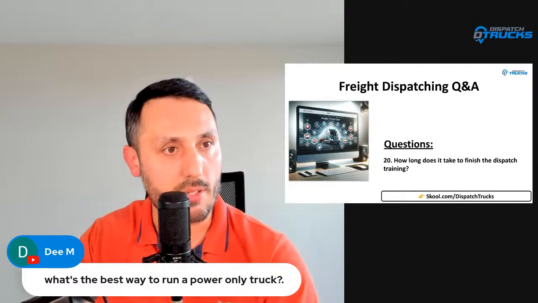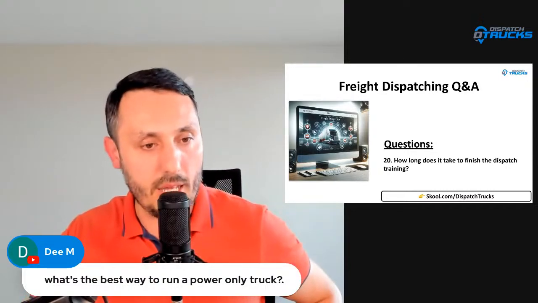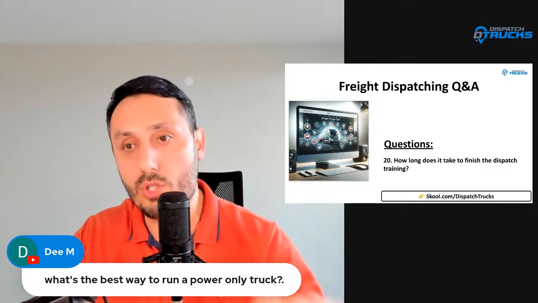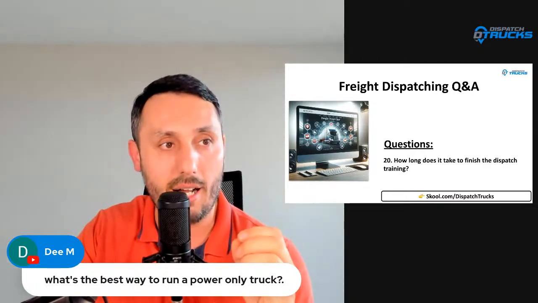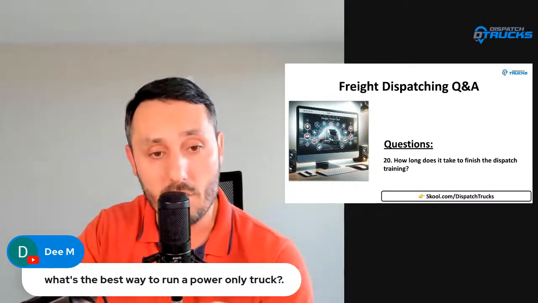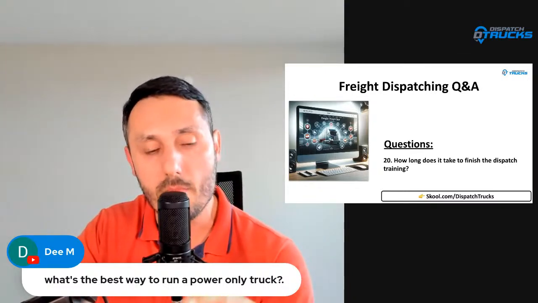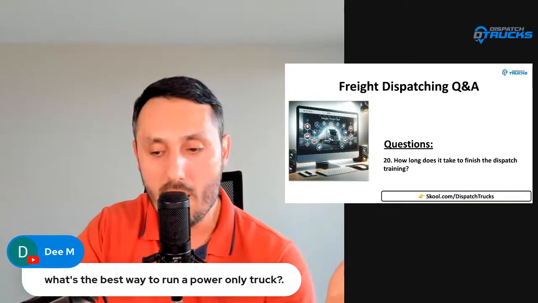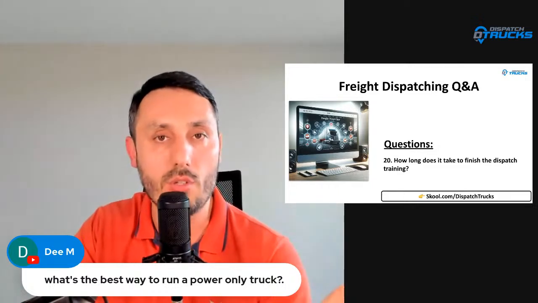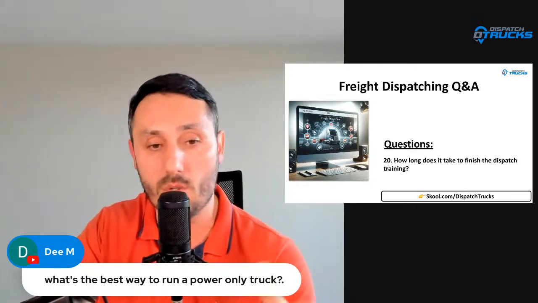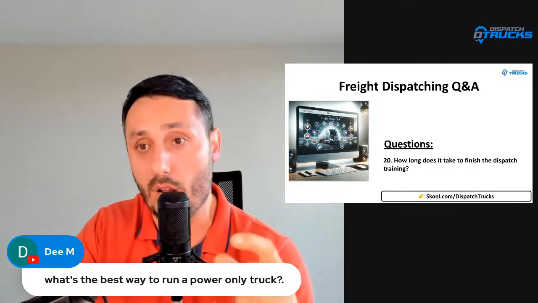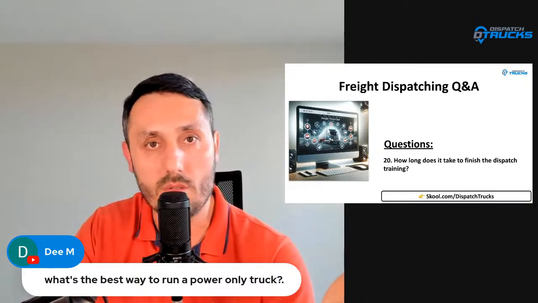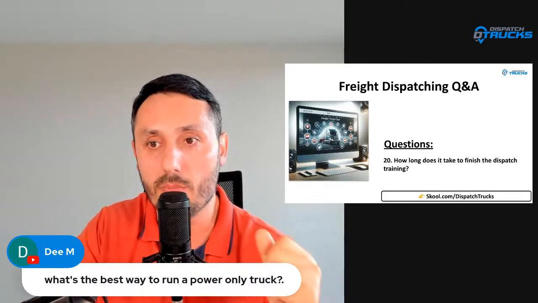I think D asked this question: what's the best way to run a power only truck? To answer this question straightforwardly, I'm not specialized in power only trucks. But what I see is that the power only people work with Amazon, since these people have the loads, and they give you the load board so that you can pick loads for your trucks. That's what I know. But when it comes to power only, I'm very limited because I never had a power only business model. So hope that helps.